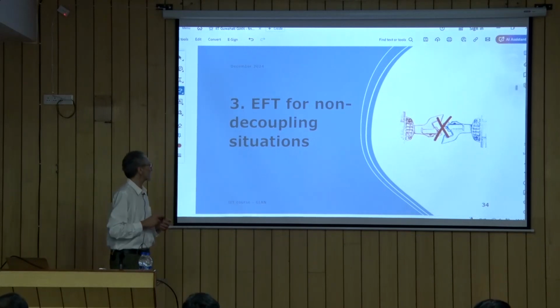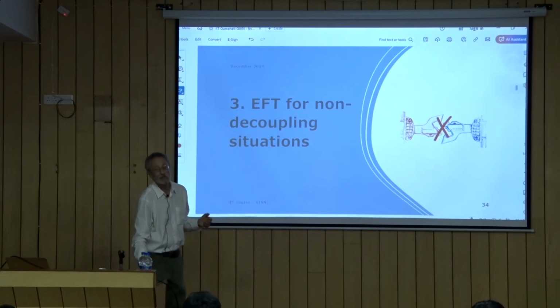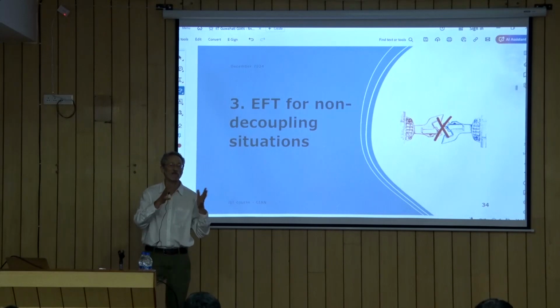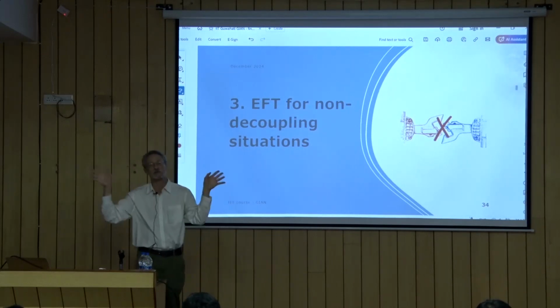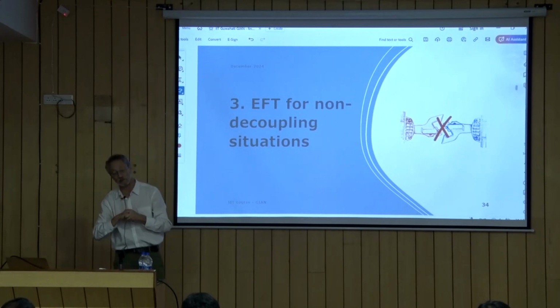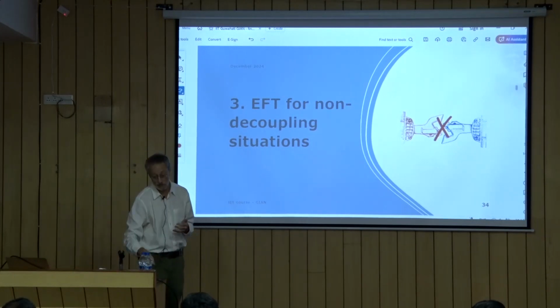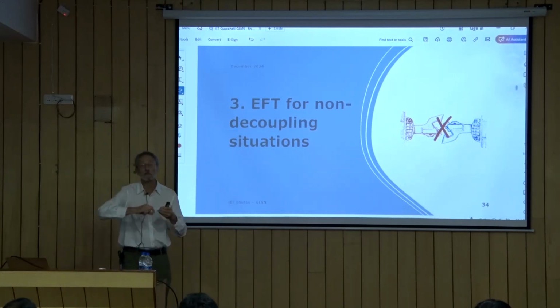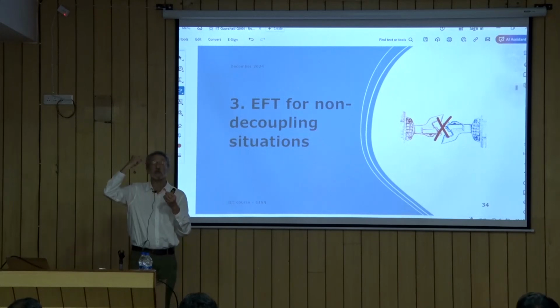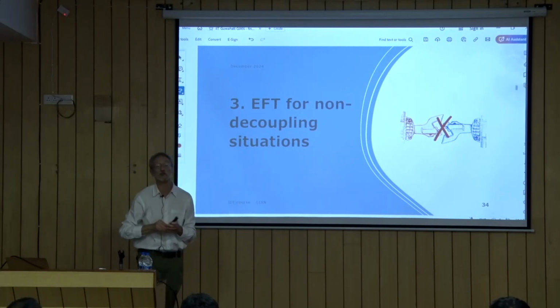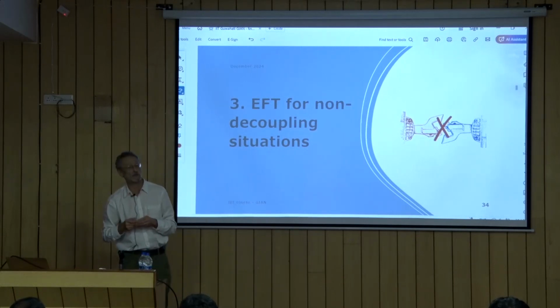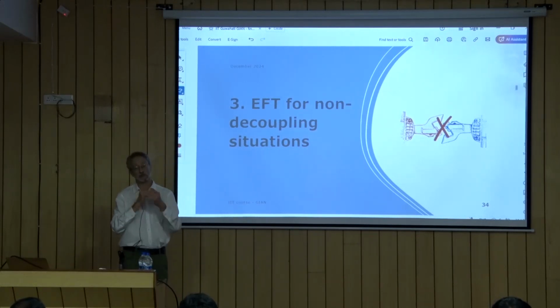And so what do I mean by non-decoupling situation? So the decoupling theorem, as I said, guarantees that when the scale of the heavy guys goes to infinity, all the effects of the heavy guys disappear. All observable effects of the heavy guys disappear. But there are situations of interest where you want to consider theories below some scale, but that scale doesn't decouple. That is, if you increase the scale of the heavy modes that you don't want to look at, then the effects don't go away.